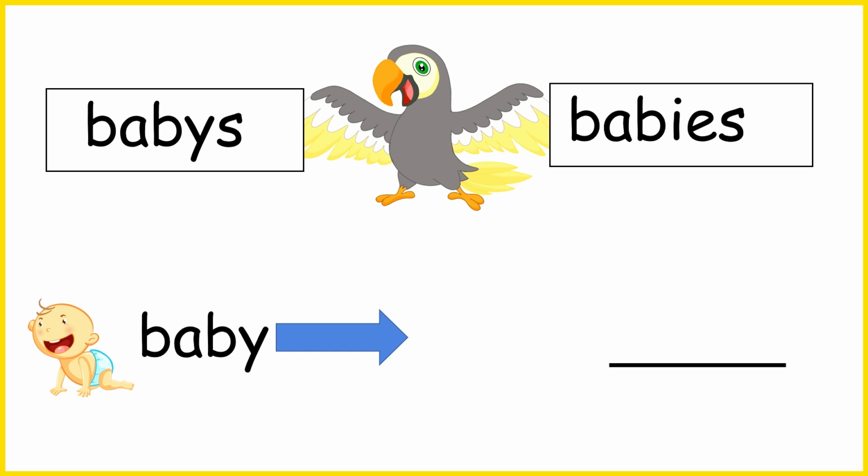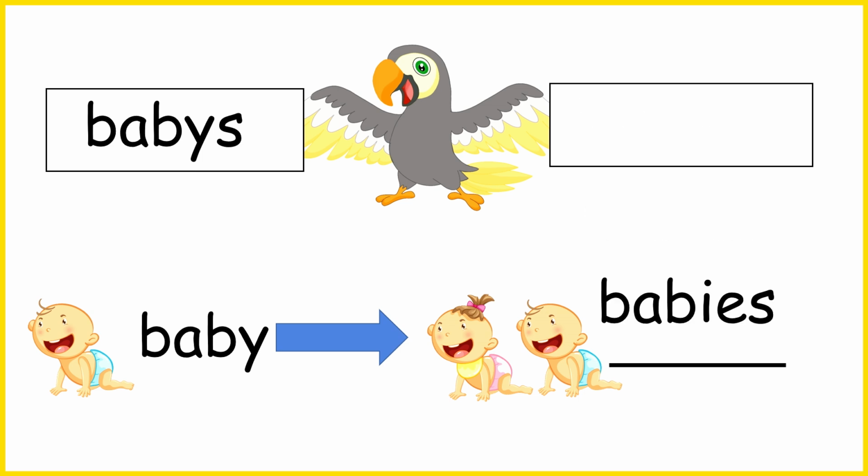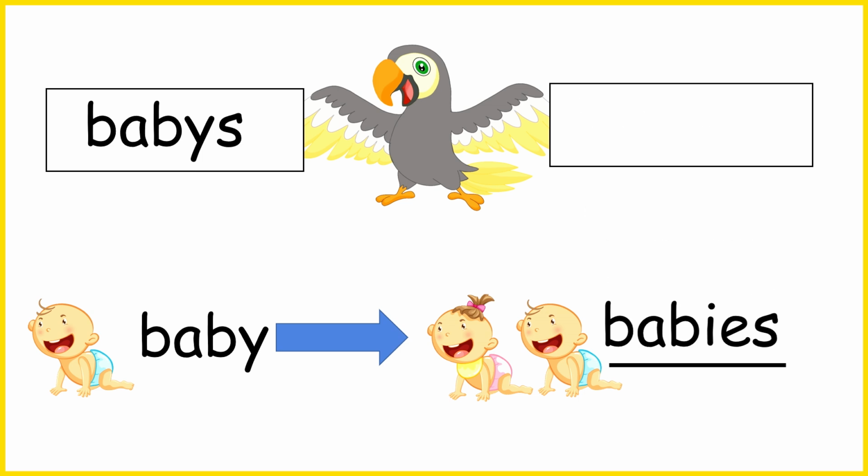How about baby? If I want to make it into a plural, babies, do I just add an S or do I turn the Y to I and add ES? You're right. We change the Y to I and add ES because the letter B is a consonant, and if there is a consonant before the Y, we change the Y to I and add ES.